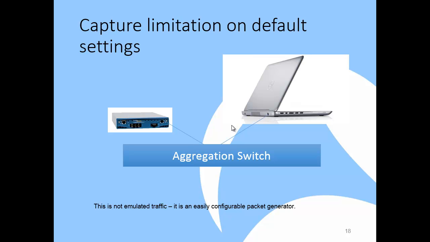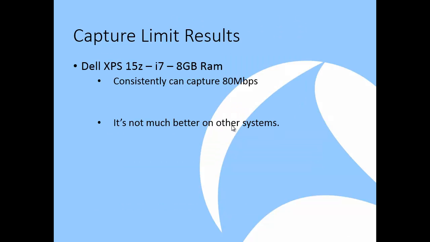But capture limitation on default settings. So what I did is I took a packet generation tool. You can see the Fluke Networks OptiView on the top left, and I pushed it through an aggregation switch. This was a 1 gig ag switch. I sent a traffic stream from that aggregation switch to my laptop. And what I did is I saw how much traffic I was actually able to bring in and capture off the wire. The results were pretty interesting.